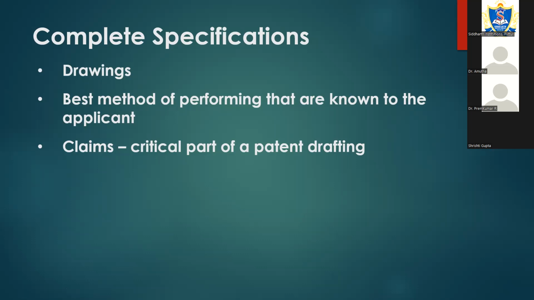Suppose you are claiming something, for example, a range from 0 to 100 degrees Celsius, then your best method should be performed at 0 degrees Celsius. What is the result? And at 100 degrees Celsius, what is the result? That needs to be included. That we call the best method of performing. Suppose in your claim, for example, you are claiming for a thermometer.